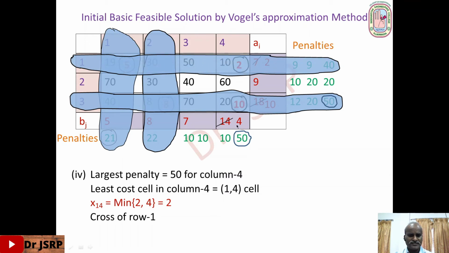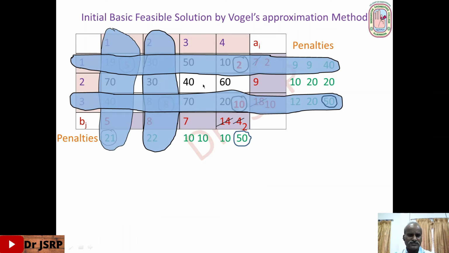Observe at the fourth destination. Requirement is 4. Out of 4 units, 2 are transported. Still requirement is 4 minus 2, 2. Okay. Now we have only 2 cells. So you need not find penalties. Among these 2 cells, the least cost cell is this one, the 2, 3 cell. So X23 equals minimum of available 9, requirement 7. So minimum is 7. Right here 7 and circle it.